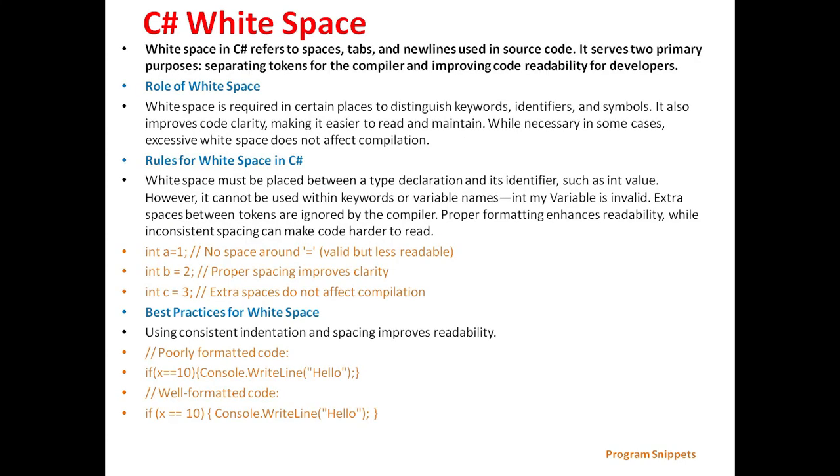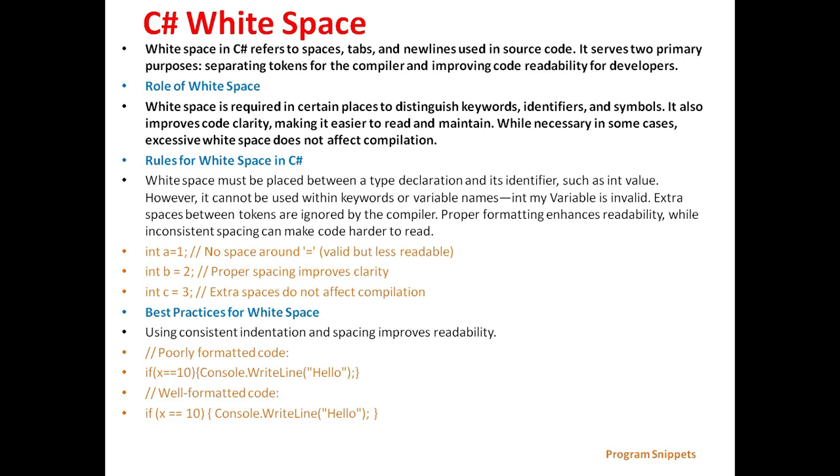Then whitespace. Whitespace refers to spaces, tabs and new lines used in source code. It serves two primary purposes: separating tokens for the compiler and improving code readability for developers. Whitespaces are required in certain places to distinguish keywords, identifiers and symbols. It also improves code clarity, which makes it easier to read and maintain. Though it is necessary in some cases, excessive whitespace does not affect the compilation.